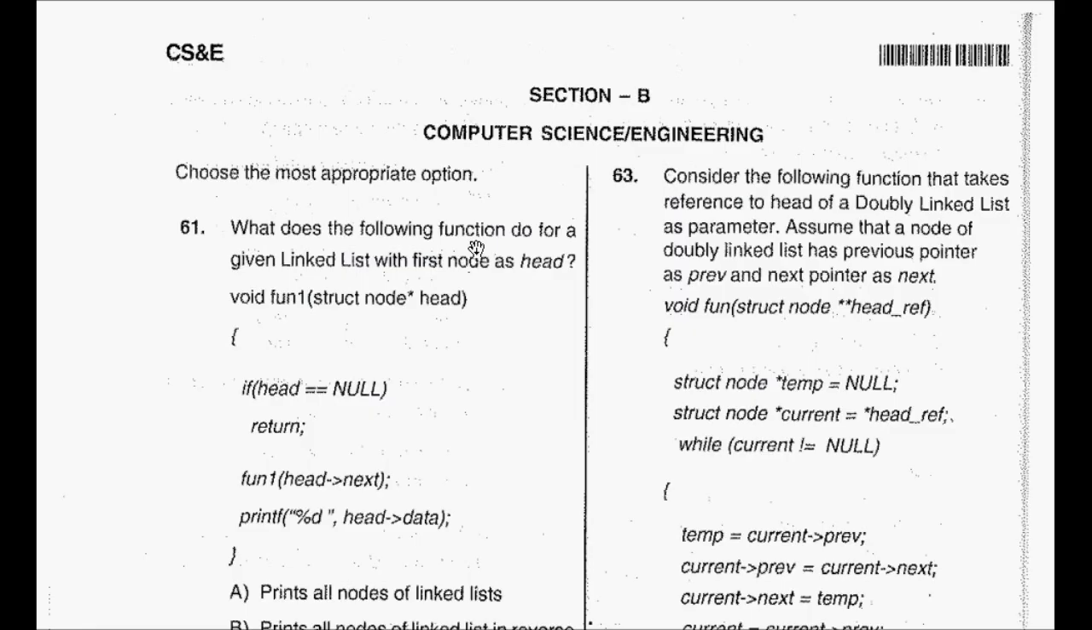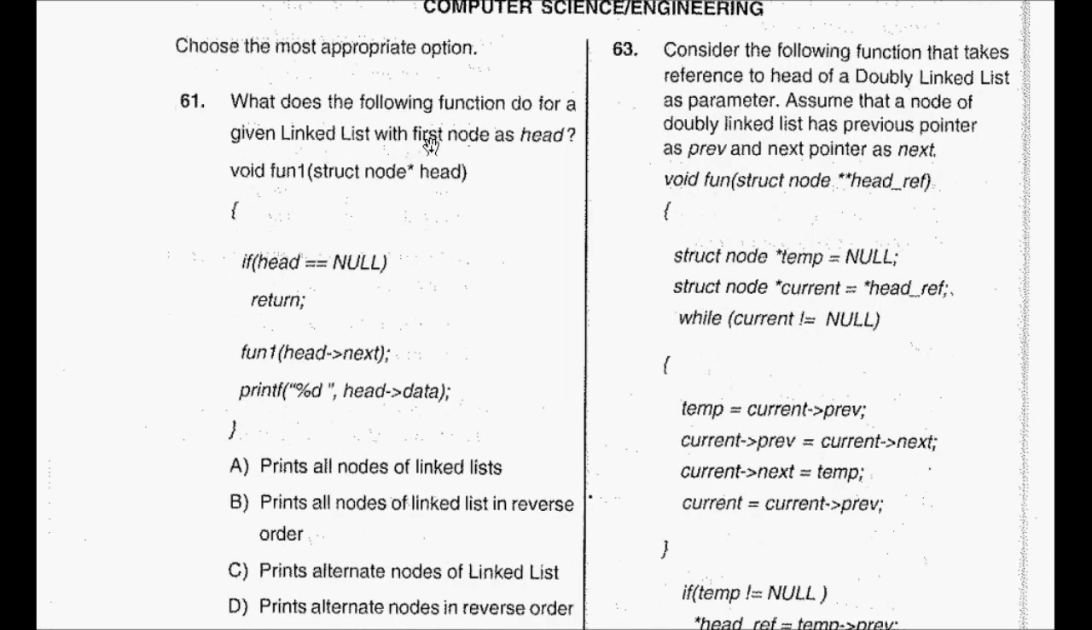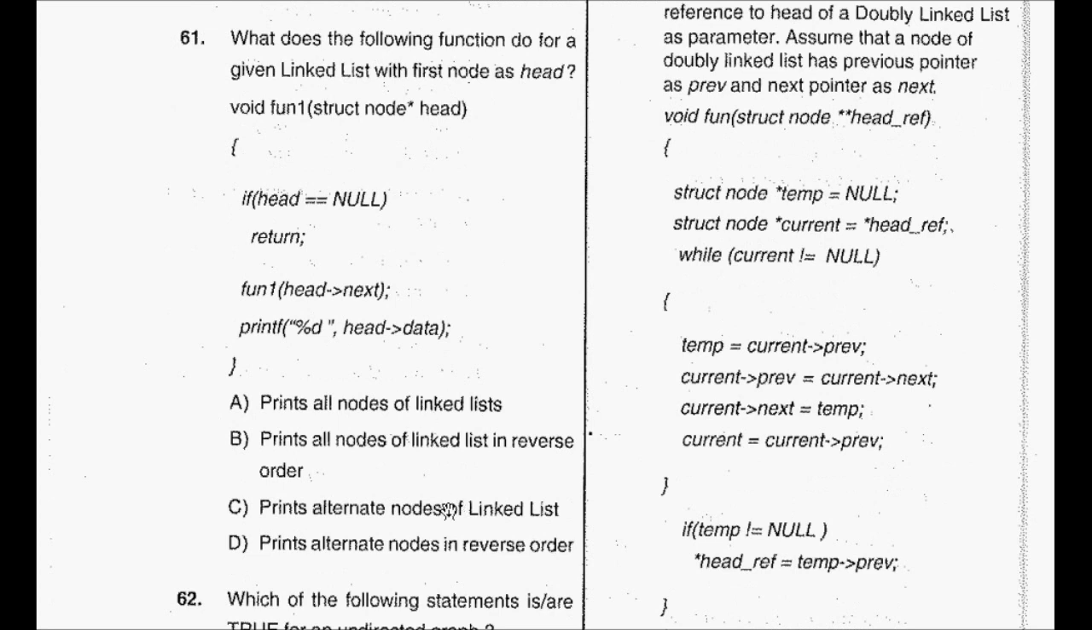This is Section B, Computer Science Engineering 2017 paper. Section A is more or less what I discussed in the first video of this series. The first question is: choose the most appropriate option. What does the following function do in the linked list? If you don't know linked list, it doesn't even ask about the declaration. It simply says the function moves head to next and prints head's data till head is equal to null.